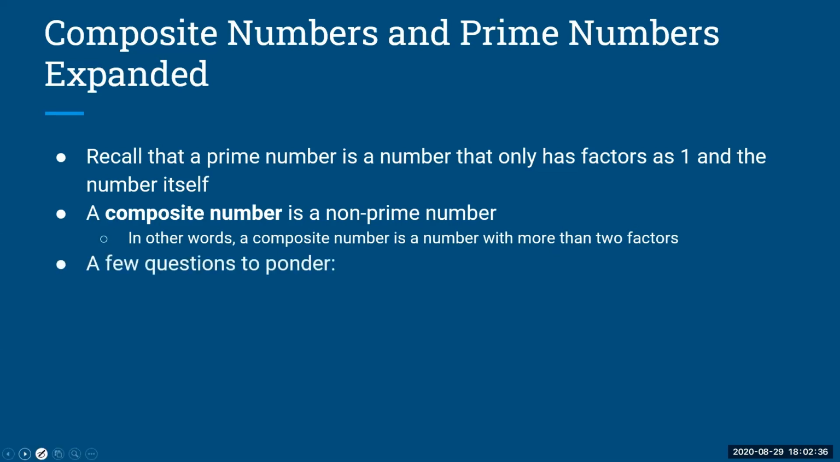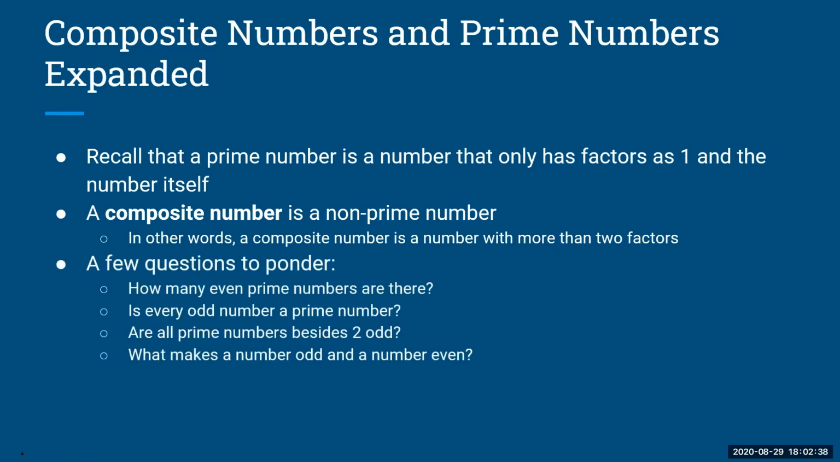All right, so a few questions. How many even prime numbers are there? Well, think about it. Only one. 2 is the only even prime number, because every even number is composite, because every even number is divisible by 2.